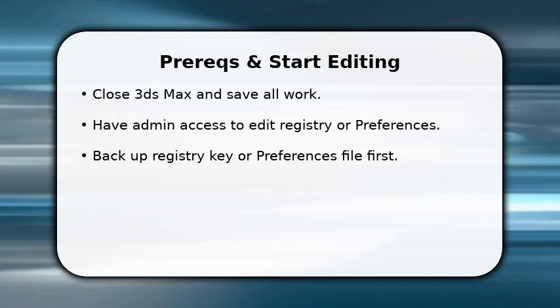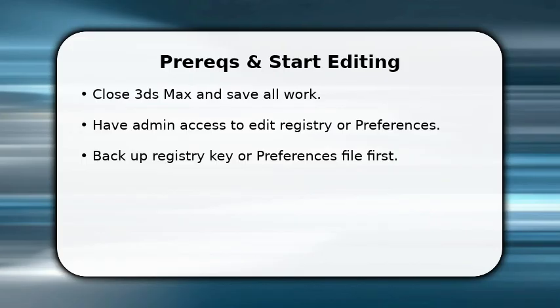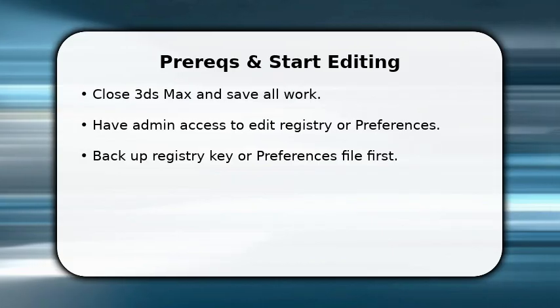You start by closing 3ds Max and confirming your files are saved. This avoids data loss while changing settings. Next, get administrator rights because you'll edit system-level settings. Once done, back up the specific registry key or the preferences file. This gives you a restore point if something breaks.